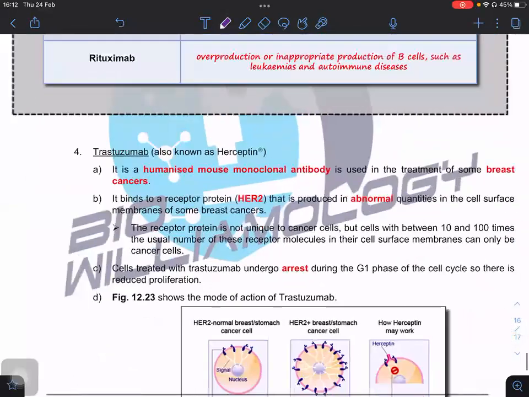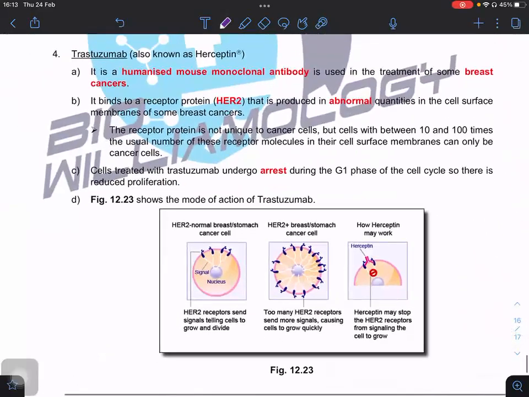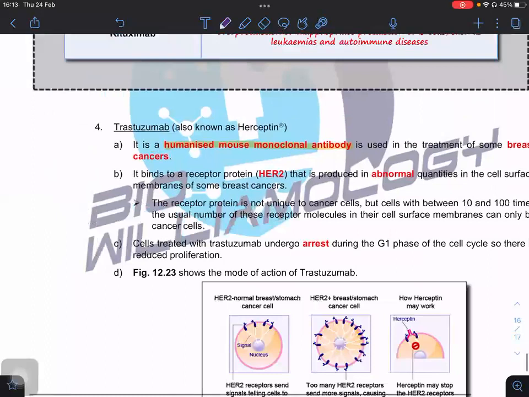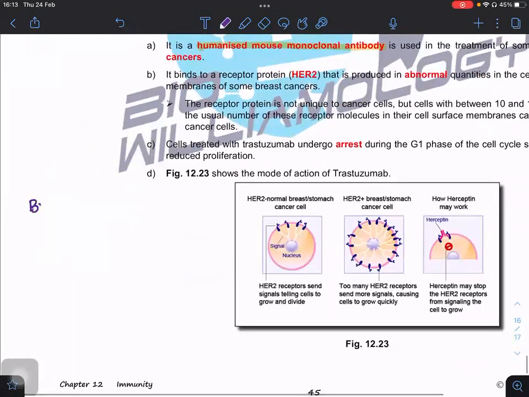So let us look at this trastuzumab, also with the commercial name Herceptin. It is a humanized mouse monoclonal antibody. Why do we need the humanized mouse monoclonal antibody? A humanized mouse monoclonal antibody is used in the treatment of some breast cancer. Now, why is it called some breast cancer? Breast cancer has certain categories.